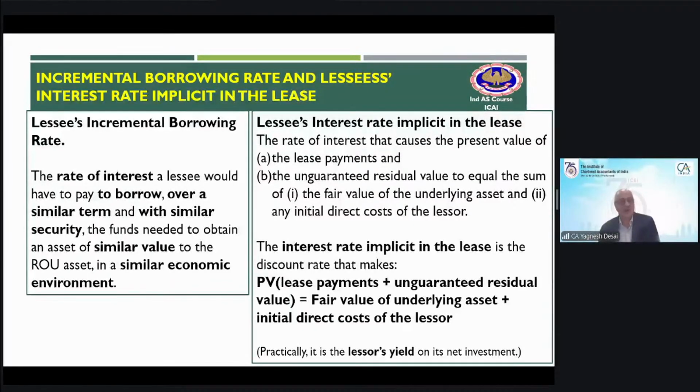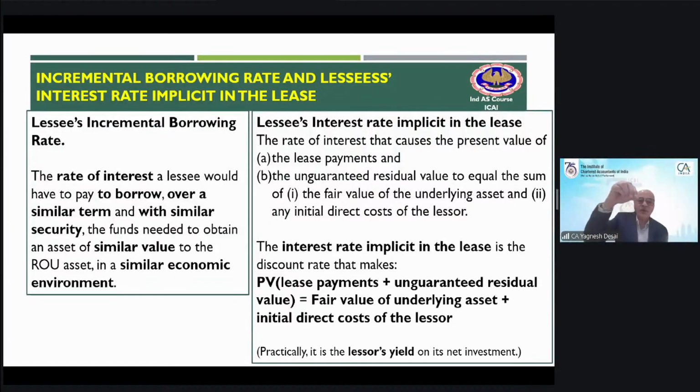Now let's see the definition. The rate of interest a lessee would have to pay to borrow over a similar term with similar security the funds needed to obtain an asset of similar value to the right-of-use asset in a similar economic environment. Let me give you examples from the perspective of a vehicle. If I go for a very swanky branded vehicle, say BMW, they offer me an interest rate of 6.5 or 6.99. Whereas against that, if I go for the Innova Hycross, the bank will give me an interest rate of 8.9%.